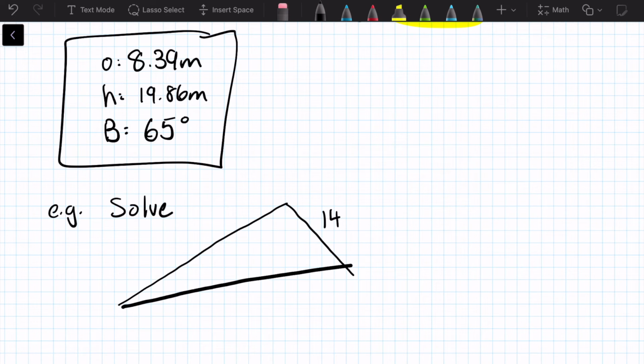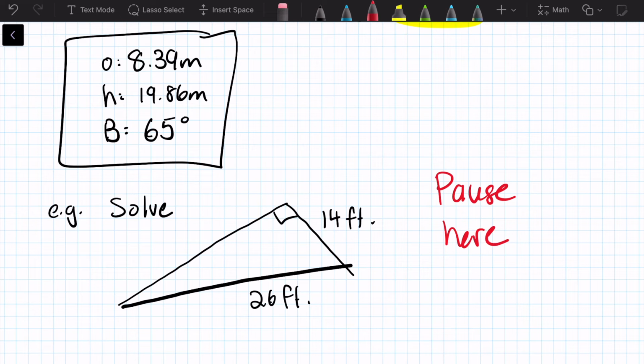And we're going to say this is 14 feet, and this is 26 feet, and we'll go from there. So what I'd like you to do is I want you to pause here real quick, and I want you to try to do this one on your own. So use everything you can, get all the missing pieces of information, any sides or angles you don't have, and then come back and see how you did.